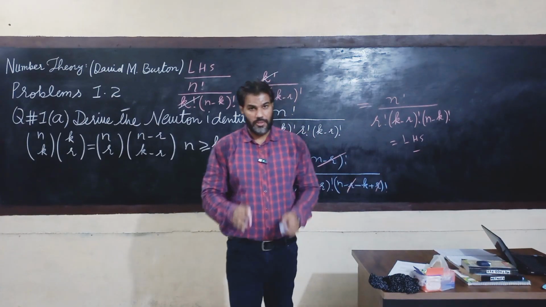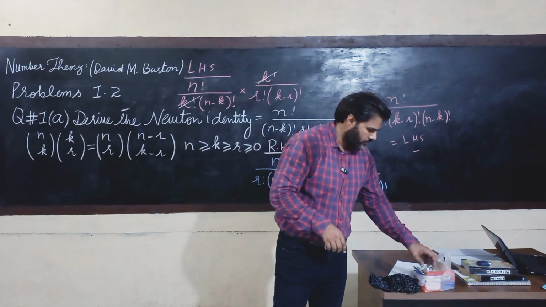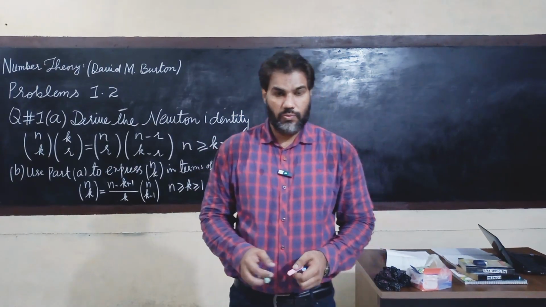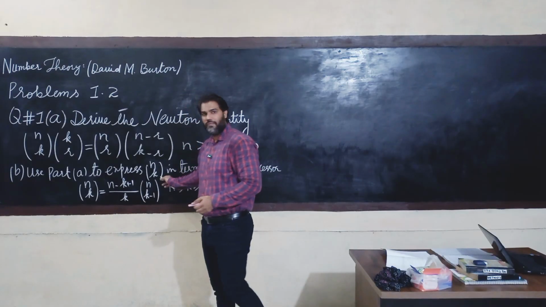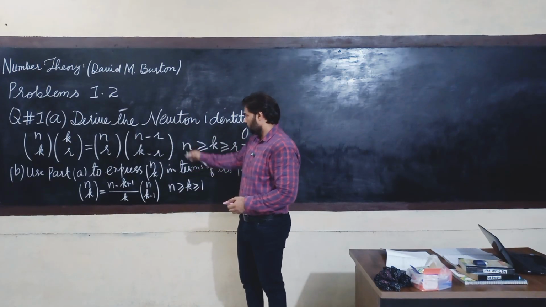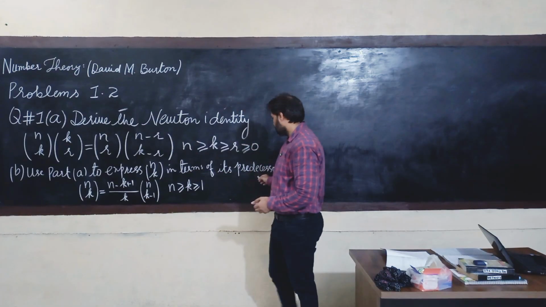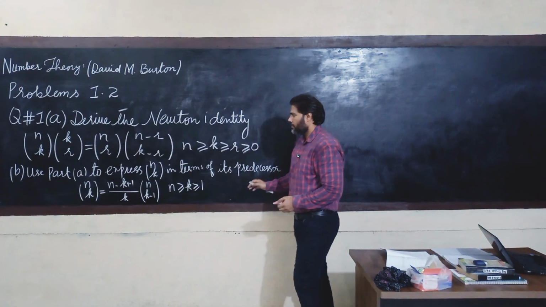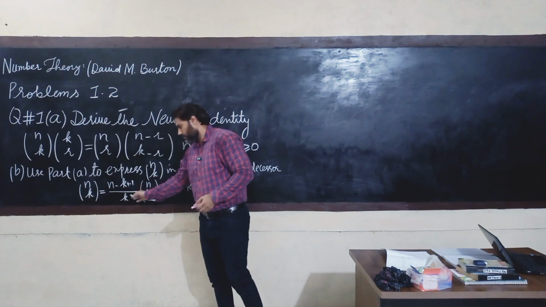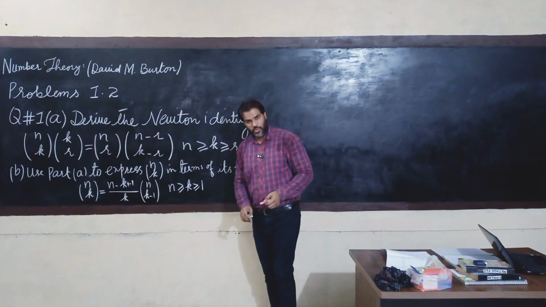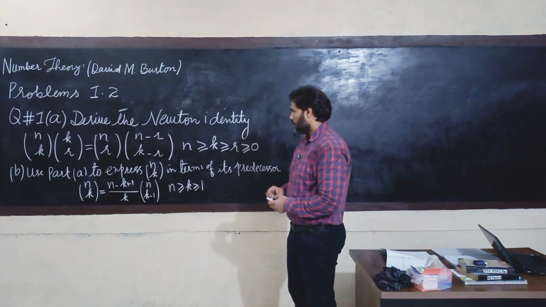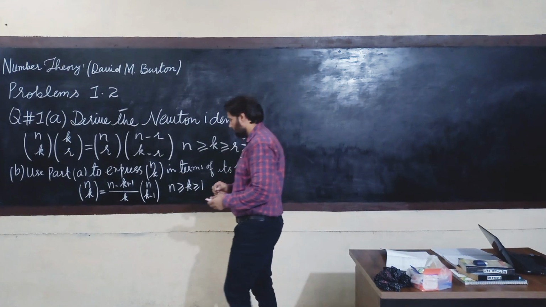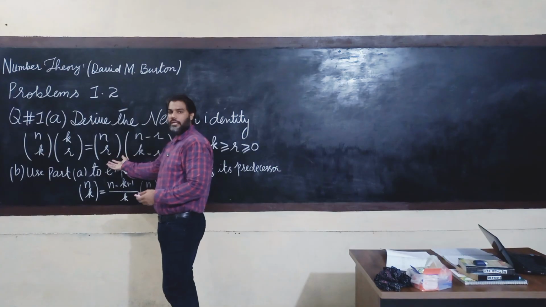Next we move towards its B part. In the B part, we have to express the binomial coefficients n choose k by using part A in terms of its predecessor, that is given by n minus k plus 1 over k into n choose k minus 1, where n is greater than or equal to k and k is greater than or equal to 1. This part can be obtained just by putting r is equal to 1 in part A.